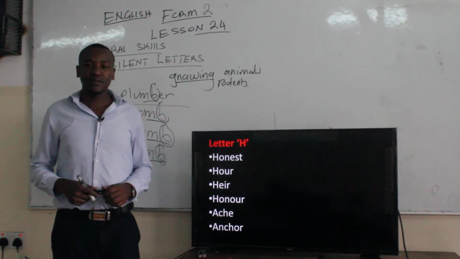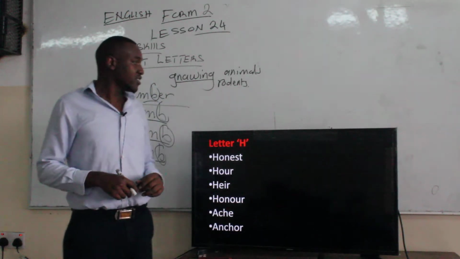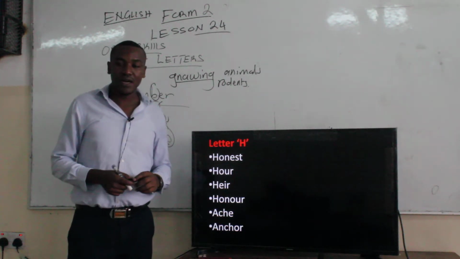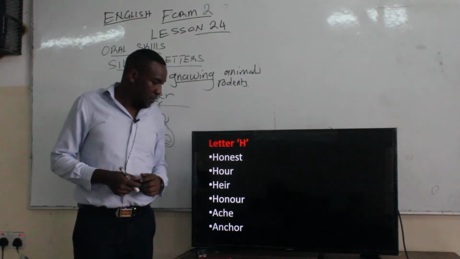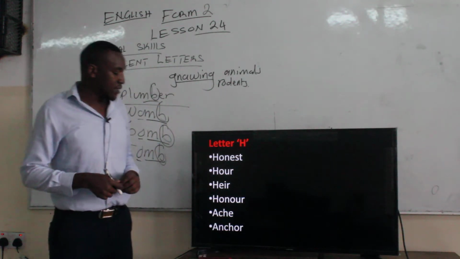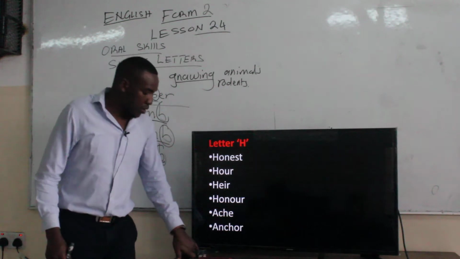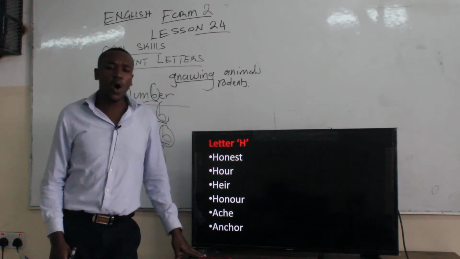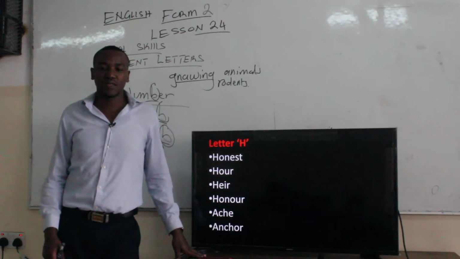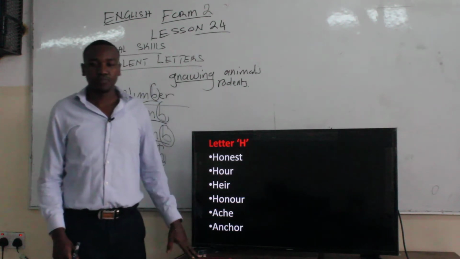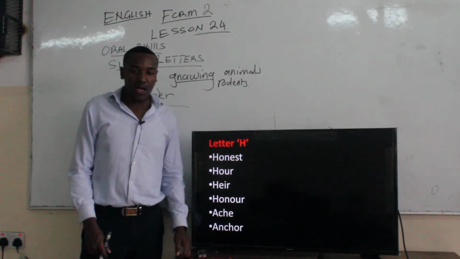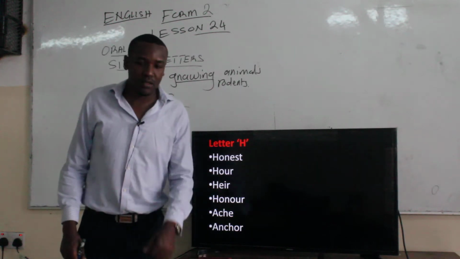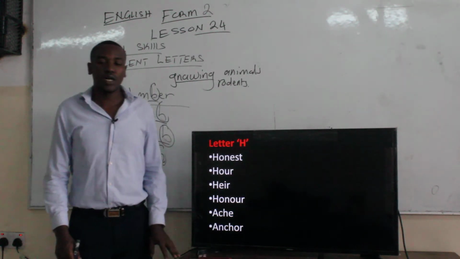Welcome back, students. This is our second part of silent letters, and we just looked at G, and now we are at H. We want to see examples of words in which the H is silent. For example, honest, he is very honest. Then our, then heir. She is the heir to the throne, an inheritance. Then your honor.